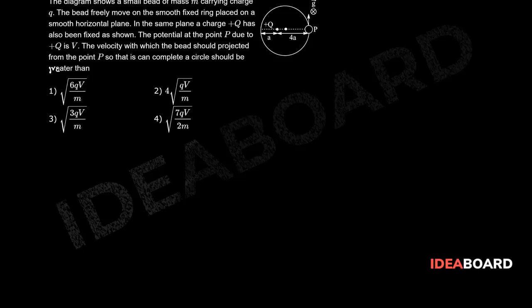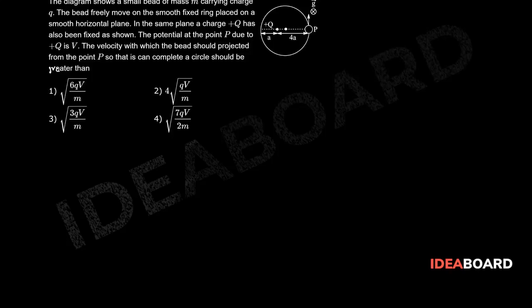The diagram shows a small bead of mass m carrying charge q. The bead freely moves on a smooth fixed plane, a smooth horizontal plane. In the same plane, a charge +q has been fixed as shown. The potential at the point P due to +q is V. The velocity with which the bead should be projected from the point P so that it can complete a circle should be greater than... Now, this is a highly conceptual question.